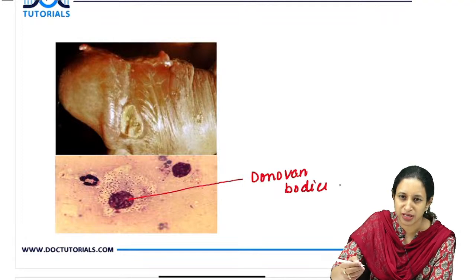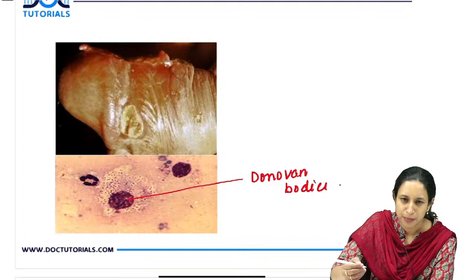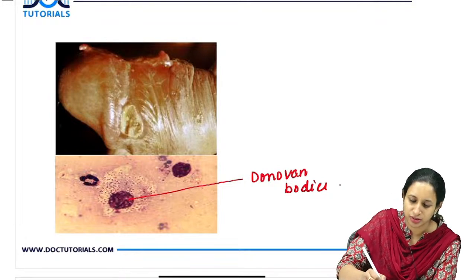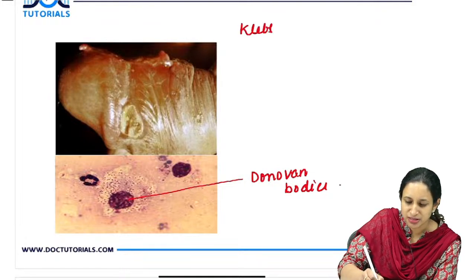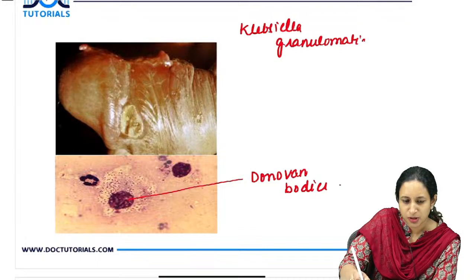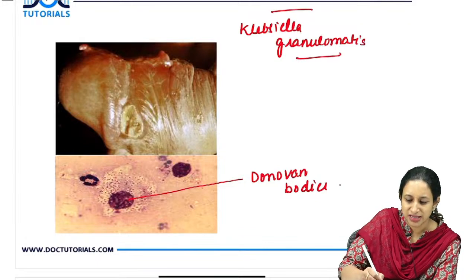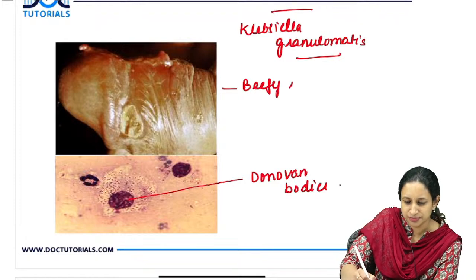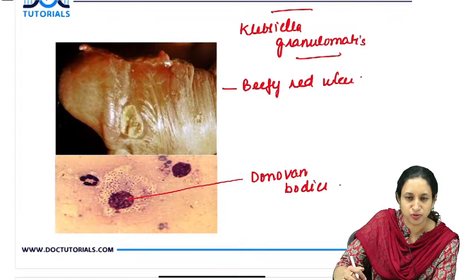Donovanosis is caused by Klebsiella granulomatis. Very good. Klebsiella granulomatis causes Donovan bodies, and a typical finding could be a beefy red ulcer, and on demonstration of Donovan bodies.